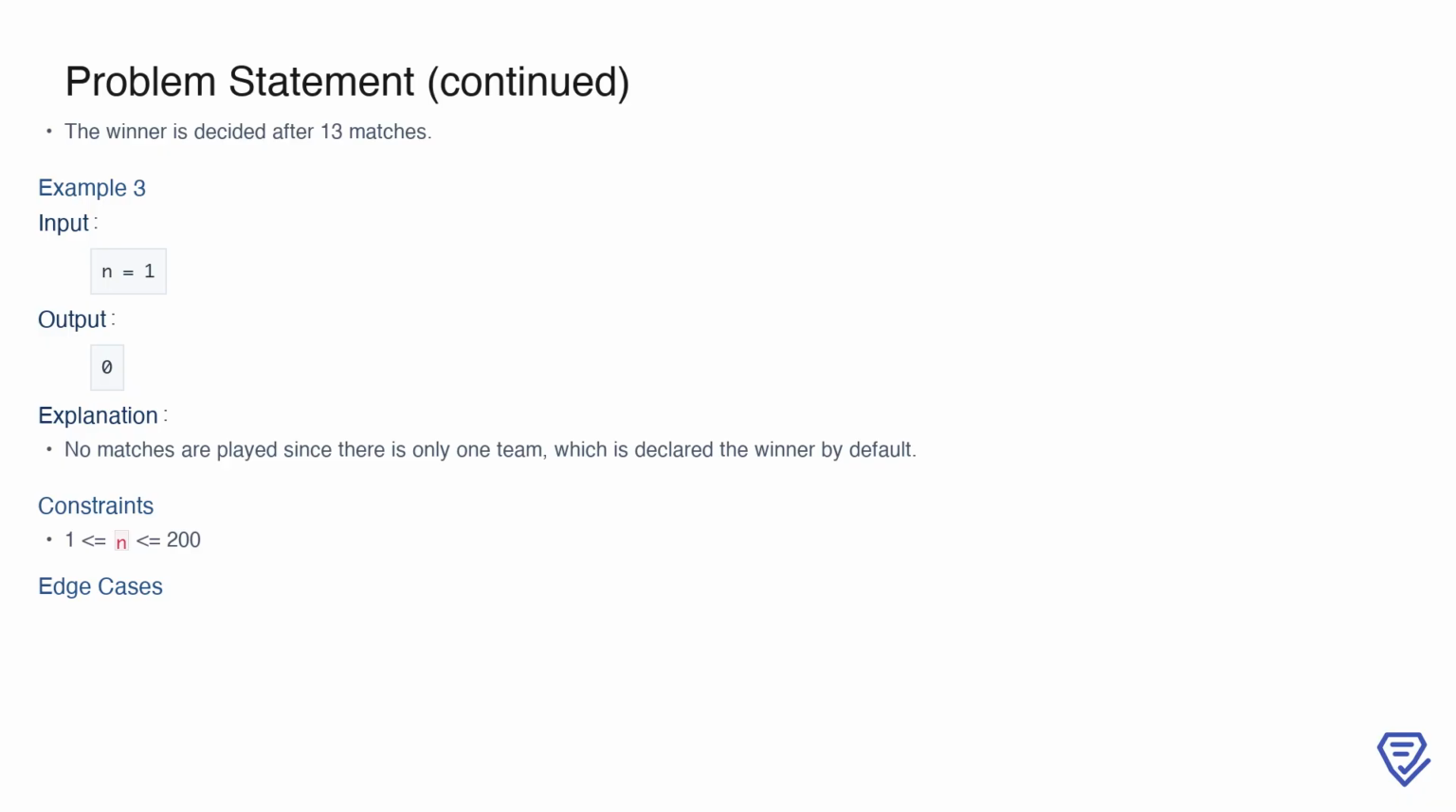Now consider the edge case where n equals 1. In this case, no matches are played since there is only one team, which is declared the winner by default. Therefore, the output is 0.